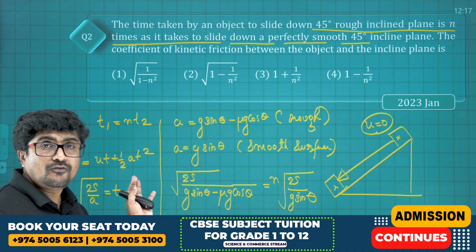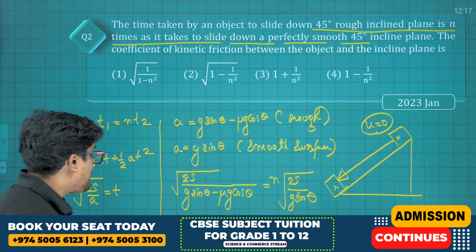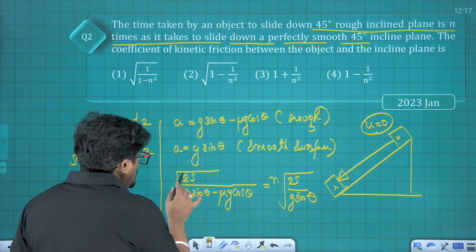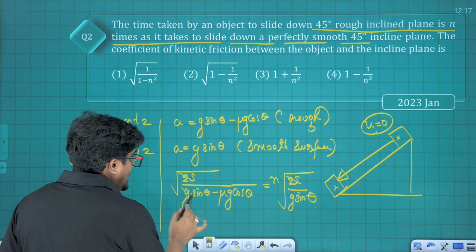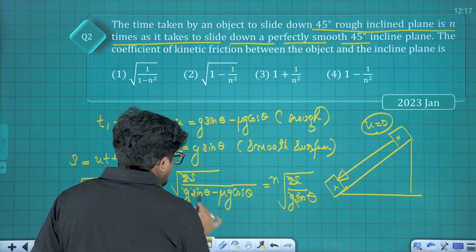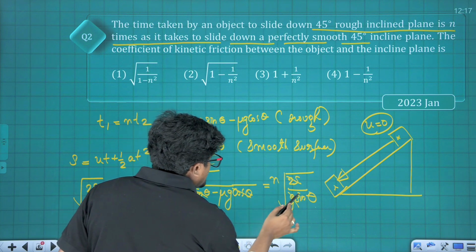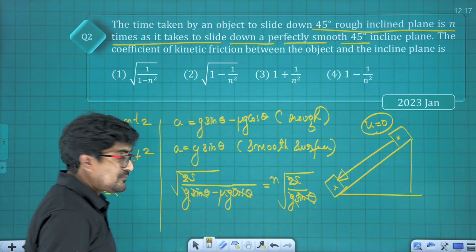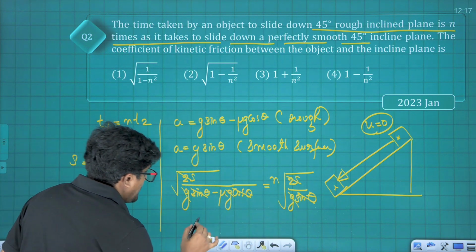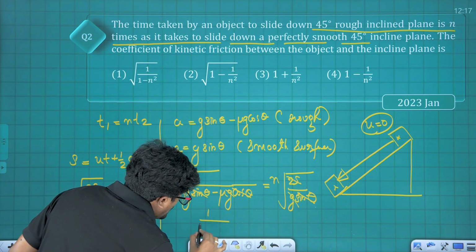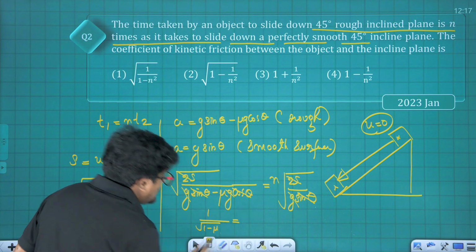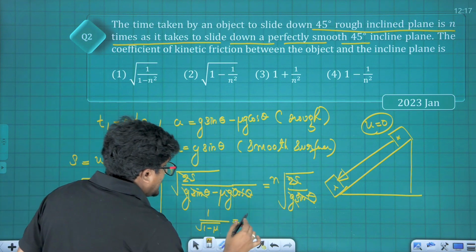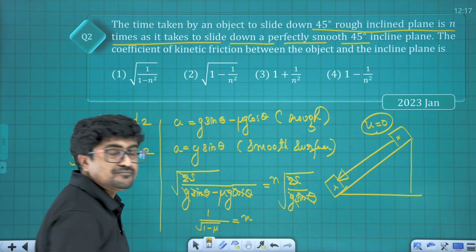Now, while looking forward to the cancellations possible, of course, 2S and 2S will cancel. G and G will cancel. Since it is 45-degree, sin theta and cos theta will cancel. So, what I am left with here is 1 upon root of 1 minus mu, that is equal to, on the right hand side I am left with just n only.